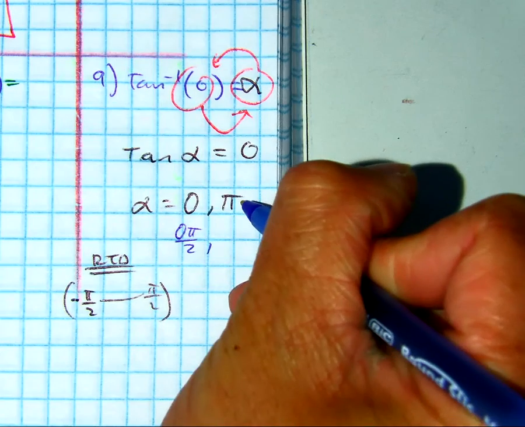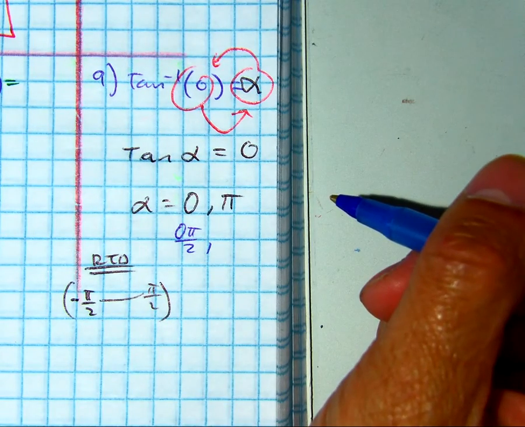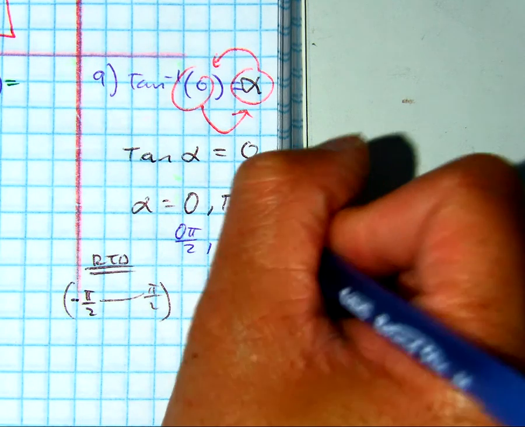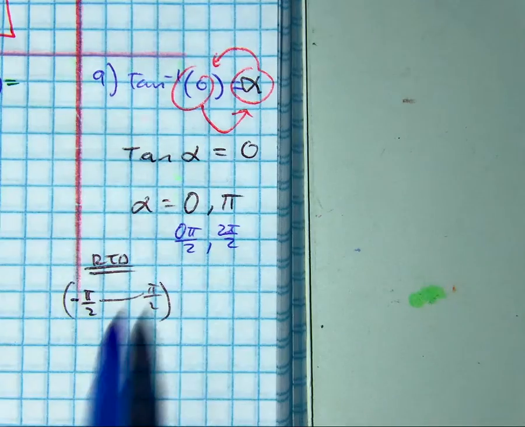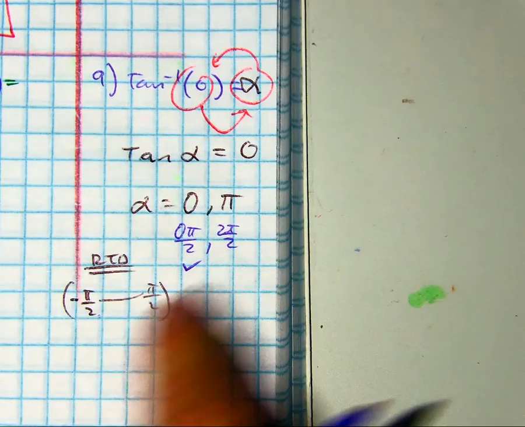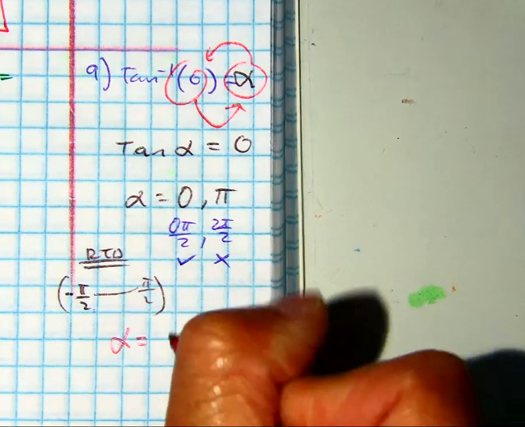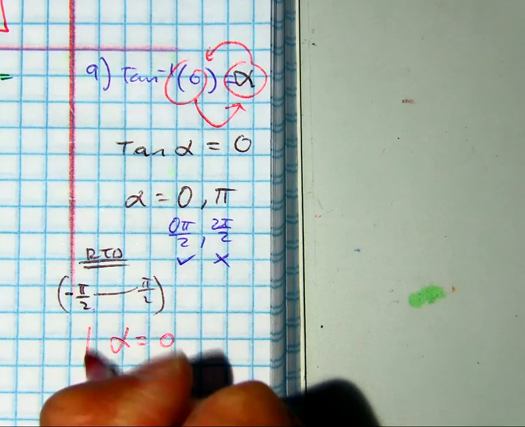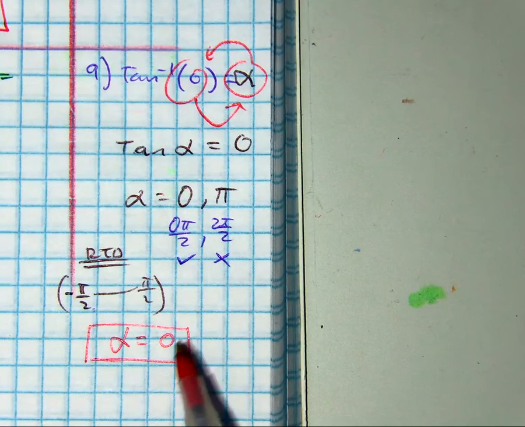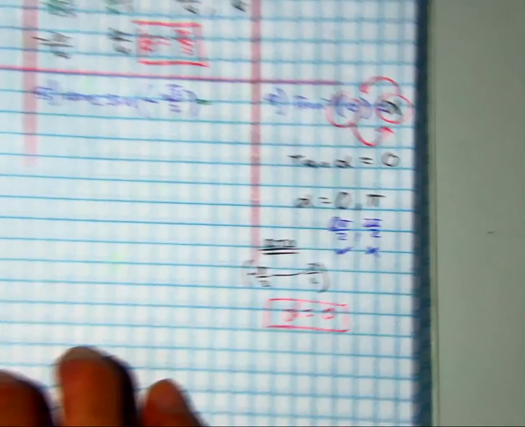How about this one? Pi over 2? Not enough pi. 2 pi over 2. David, yes or no? Is 0 in here? Is 2 pi over 2 in here? No. So our final answer, David, is alpha equals 0. 0 radians. Tangent at 0 radians will give us an answer of 0 on the inverse. Thank you, David. Okay.